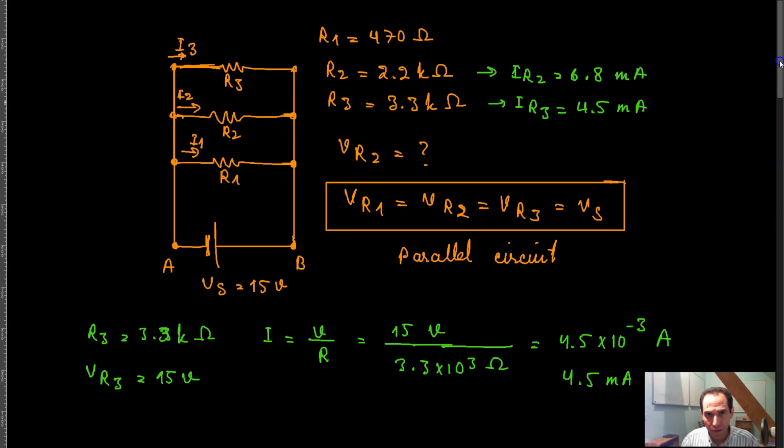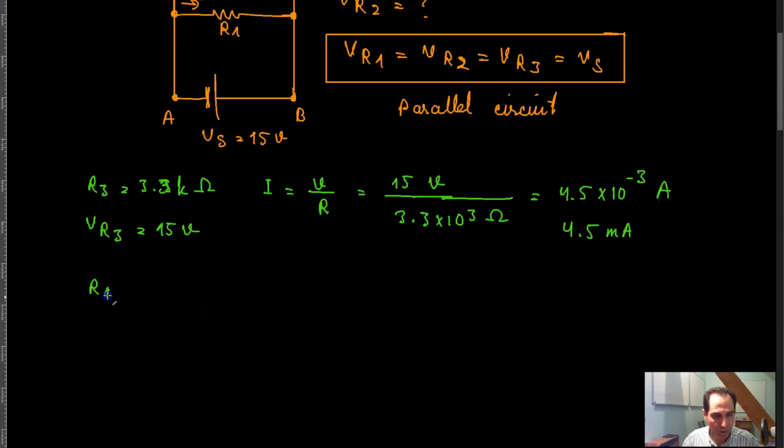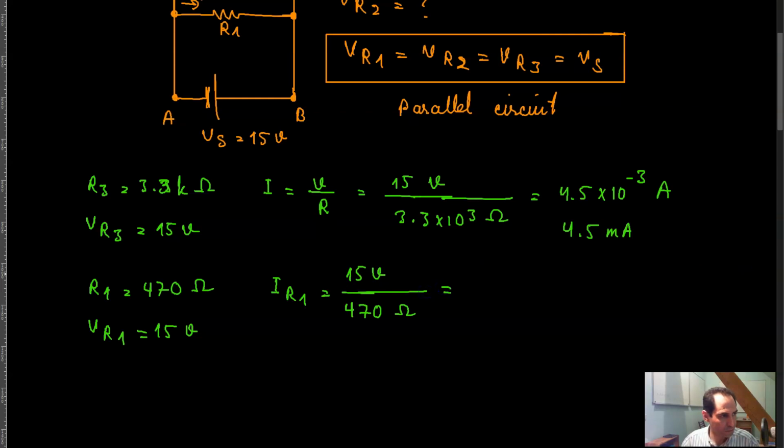And we know that the value of R1 is 470 ohms. So V of R1 is the same 15 volts. I of R1 would be equal to V of R1 divided by R1, which is 15 volts divided by 470 ohms. 15 divided by 470 is about 30 milliamps, 31 or 32 milliamps. So I take that as 0.032 amps, which is 32 milliamps.